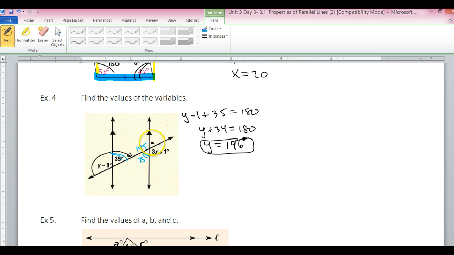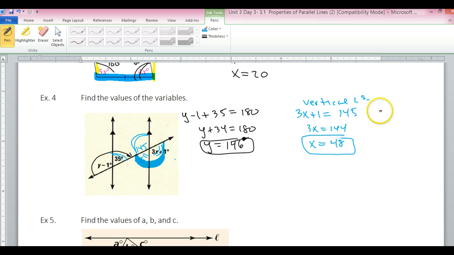So now I have two choices. One, I can use that these two add up to 180, or I could use these two are vertical. It does not matter. The setup I like to use is 3x plus 1 equals 145, and I'm using the vertical angles to figure this out. So 3x equals 144. When I divide by 3, x is equal to 48.